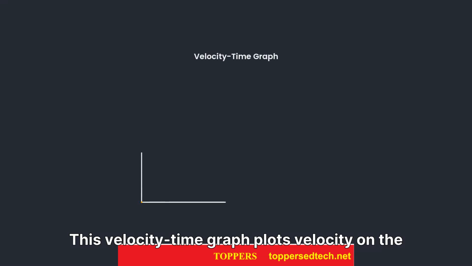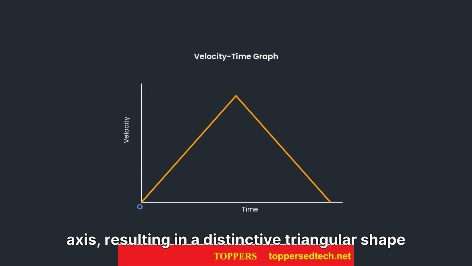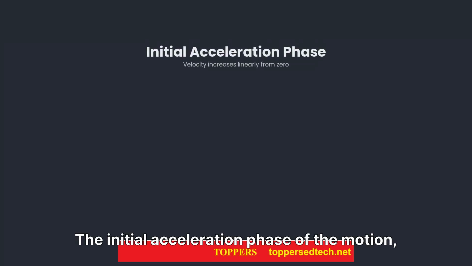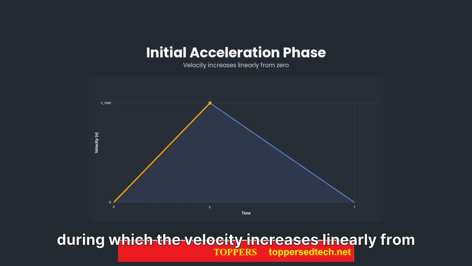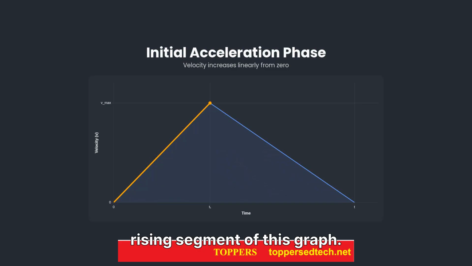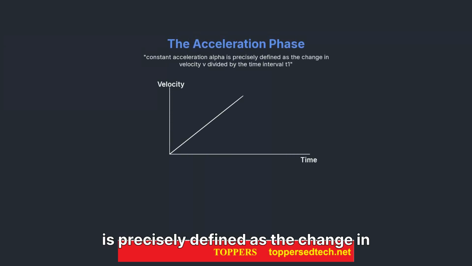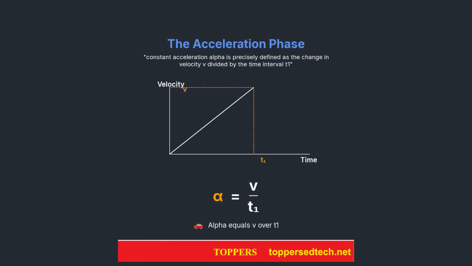This velocity time graph plots velocity on the vertical axis and time on the horizontal axis, resulting in a distinctive triangular shape that represents the entire motion profile. The initial acceleration phase of the motion, during which the velocity increases linearly from 0, is clearly represented by the first rising segment of this graph. In this phase, the constant acceleration alpha is precisely defined as the change in velocity v divided by the time interval t1, so alpha equals v over t1.